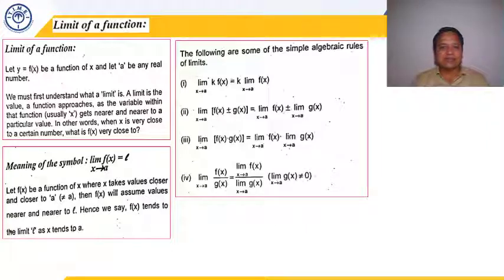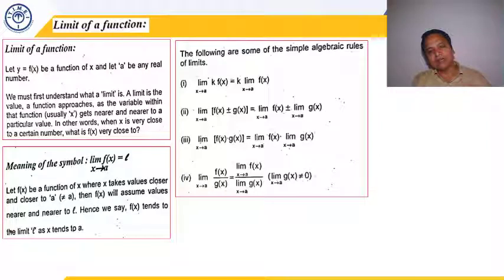The following are some of the simple algebraic rules of limits. If you wish to find a limit of a function which is multiplied by a constant, then you have to multiply the value of the limit of the function with that constant k, that is k times limit f(x) as x tends to a. If you wish to find the limit of a function which is the sum or difference of two different functions, then individually find the values of the limit of the two functions and apply the sign plus or minus as stated in point second.